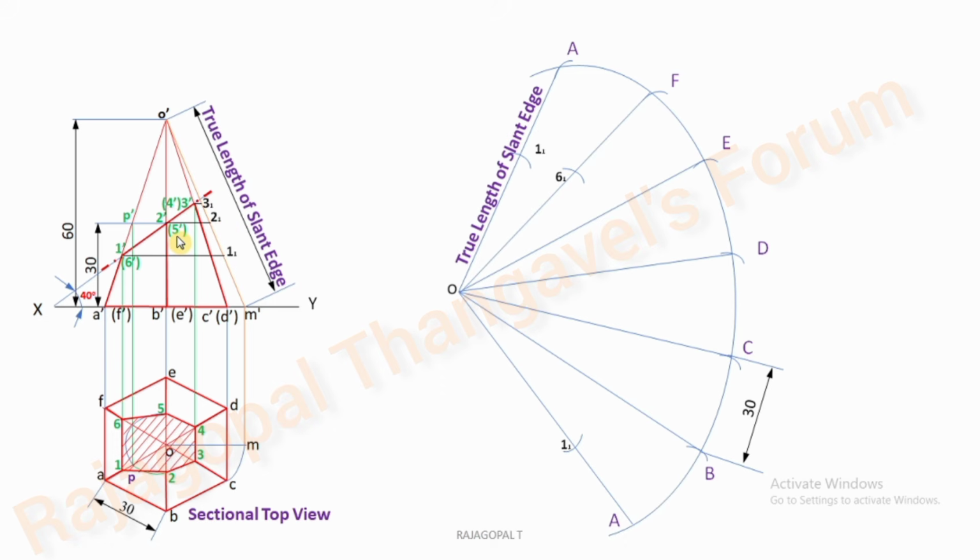Where is 2 1 on OB? On OB you have to mark 2 1. Measure the distance from O dash, this 2 1 as radius. O point as center. Draw an arc to fix 2 1. The same radius for the fifth cutting point 5. 5 is exactly on OE. So on the OE slant edge we can fix 5 1.